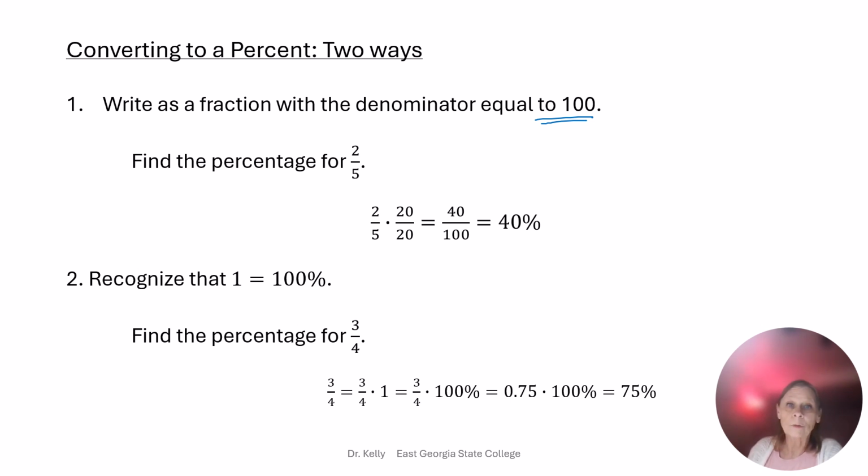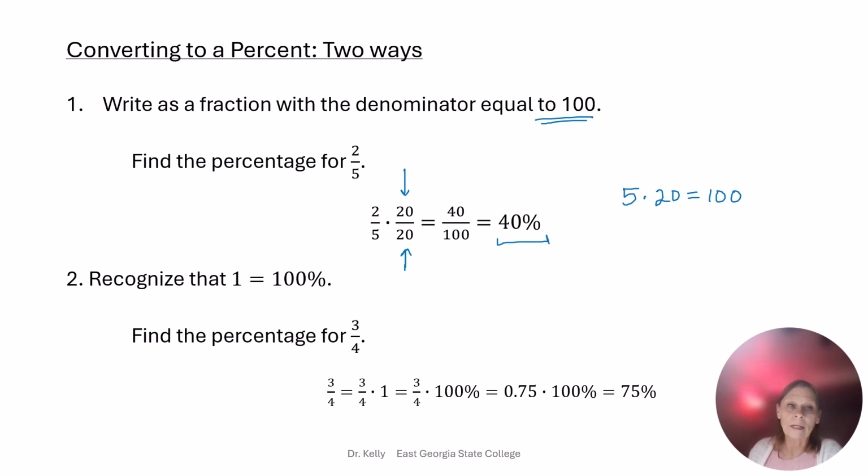What we're going to do is notice that 5 times 20 is equal to 100, and because that's the case, we're going to multiply top and bottom here by the number that it takes, and in this case that would be 20 over 20. Okay, and when we do our shirts times shirts over pants times pants, we can see that we come out with 40%.